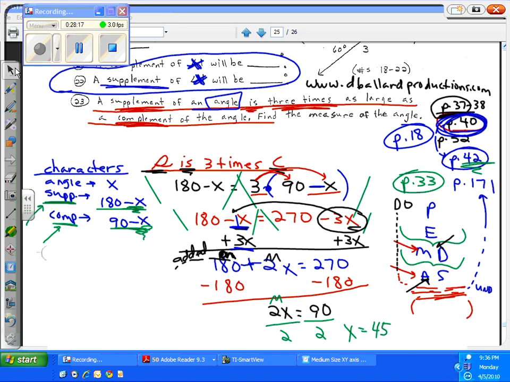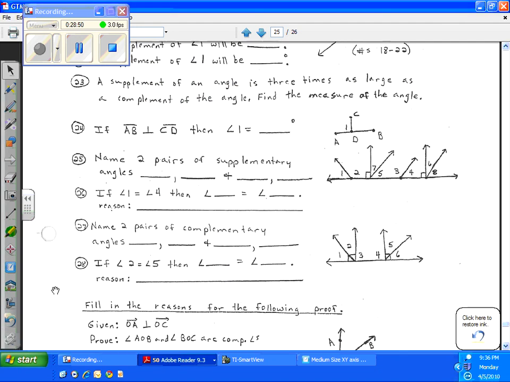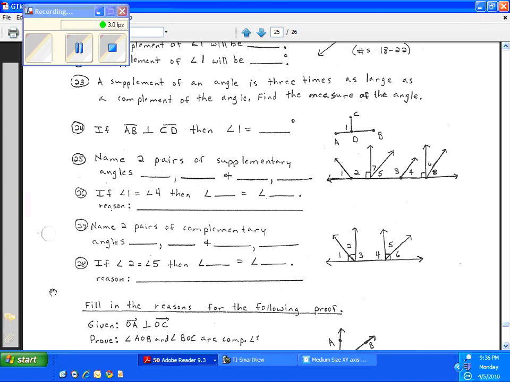Now, on page 40, when we did word problems, the last thing it says is to make sure that the answer makes sense to the story. And we said that means we need to read the question again and make sure we're answering what it asked for. It asks us to find the measure of the angle. The angle is x. And so we must have done it correctly. Well, we found the angle x. We could plug it back in to see if we did it correctly. Any questions on that? Okay.